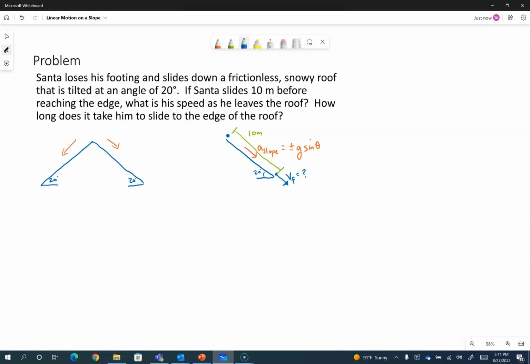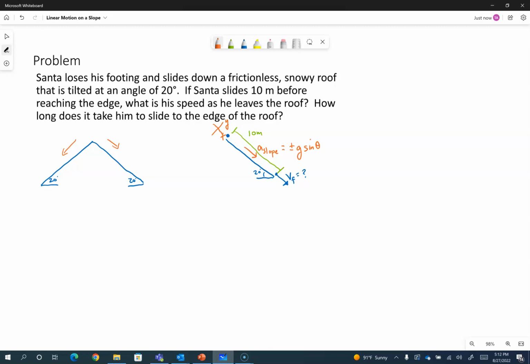So in a situation like this, we do want to choose a coordinate system, and that coordinate system is going to be rotated such that the x-axis lines up with the slope. I'm going to go ahead and call down the incline positive, simply because in my drawing, that's the direction I have Santa moving. So it makes sense to make that positive. At least in my head it does.